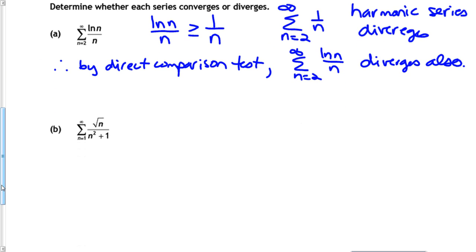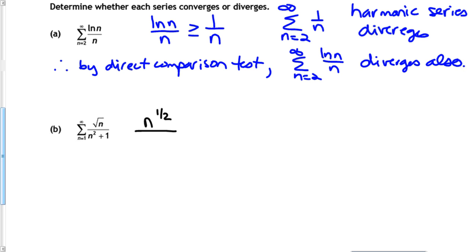Okay, B. Now we have the square root of n over n squared plus 1. This one is sort of tough to decide what to compare it to. But what you want to look for is basically what the exponent is going to be of this thing. So when I break this down, I really have an n to the 1/2.